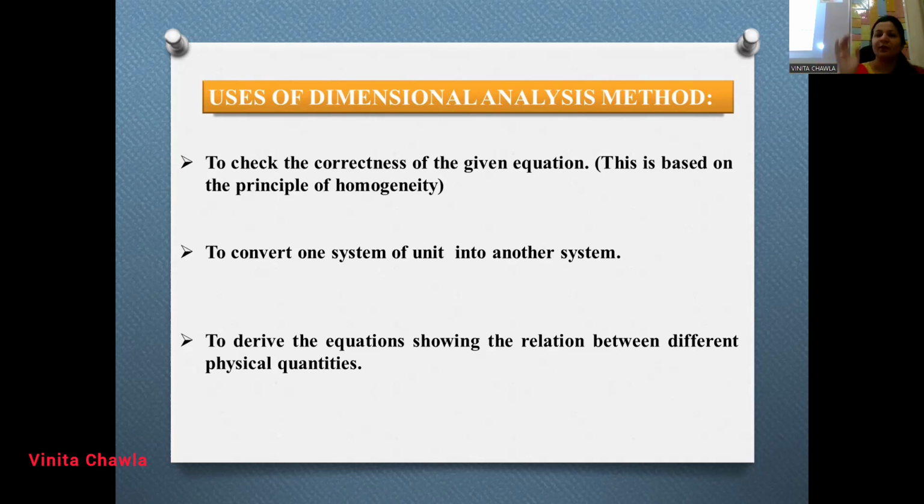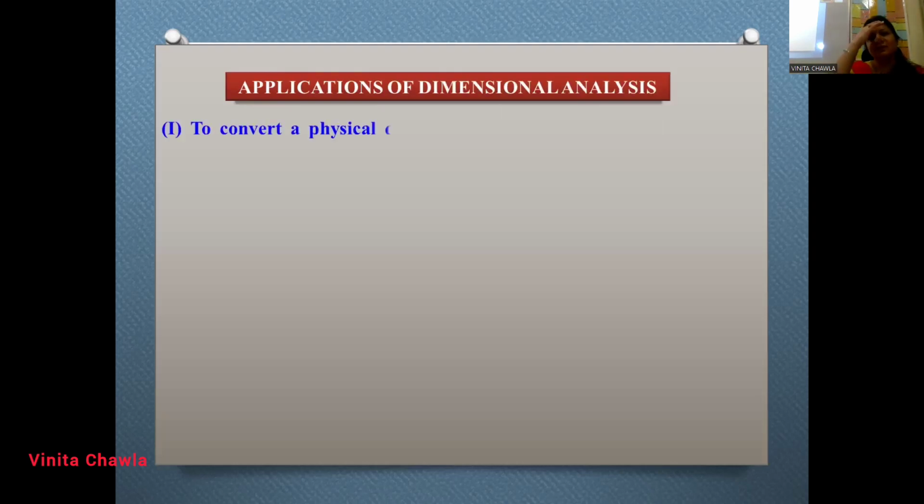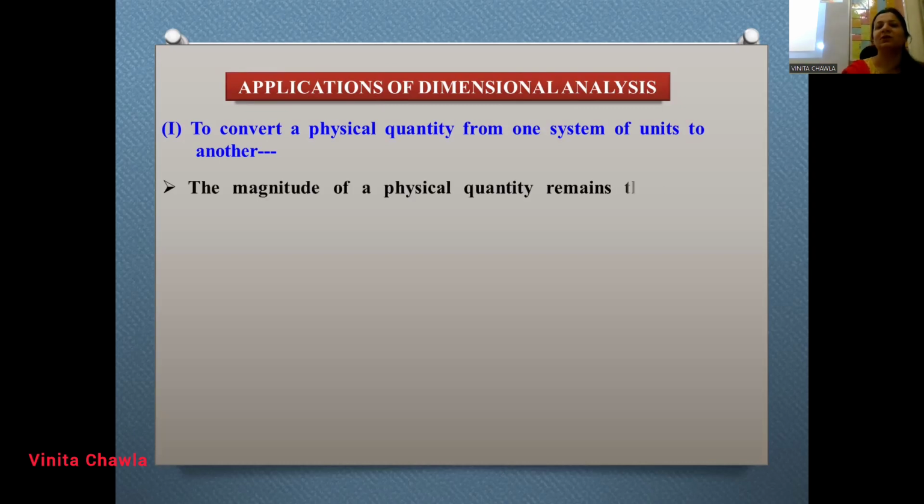Okay. Next we have applications of dimensional analysis. First is to convert a physical quantity from one system of unit into another. How do we convert one system of unit into another? Let's do this part only, okay? To convert a physical quantity from one system of units to another, for example, we can convert MKS to CGS or CGS to MKS. The magnitude of a physical quantity remains the same, whatever may be the system of units.